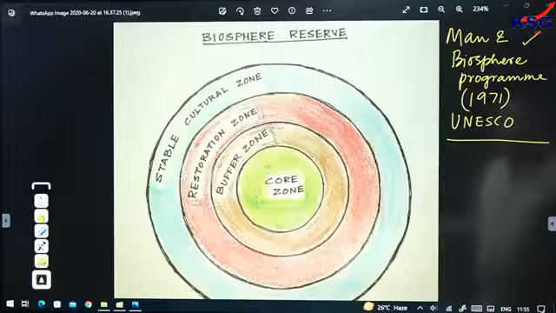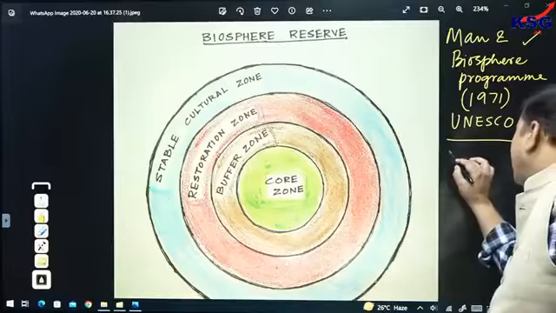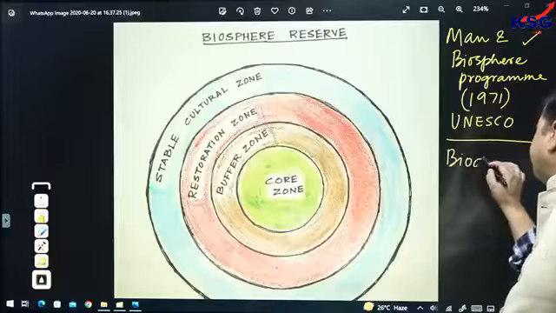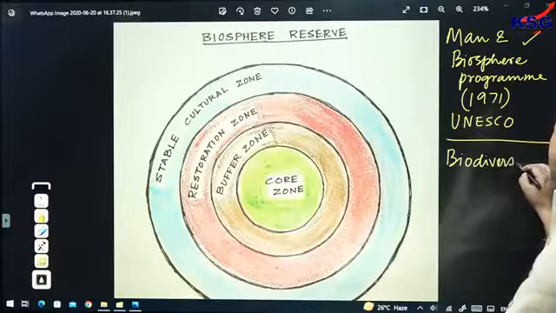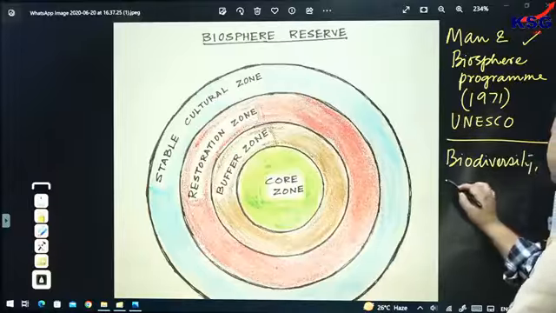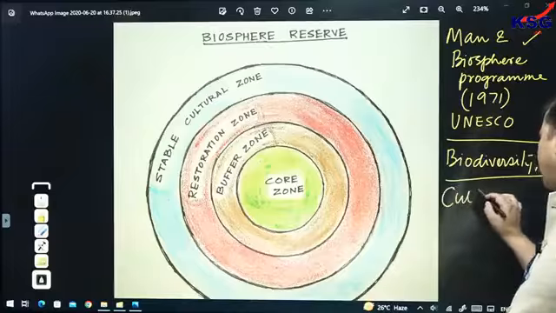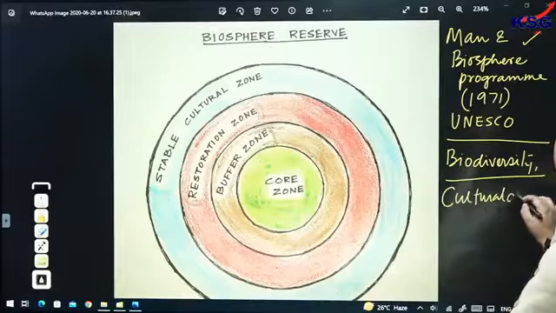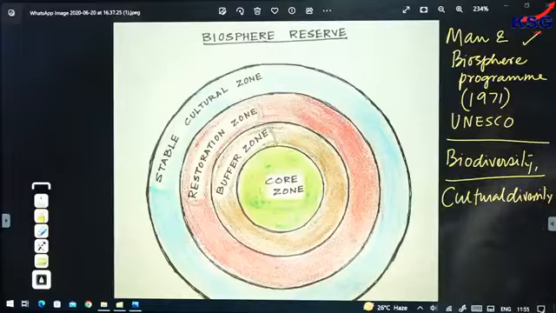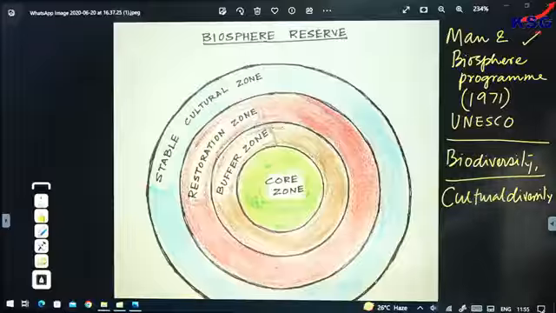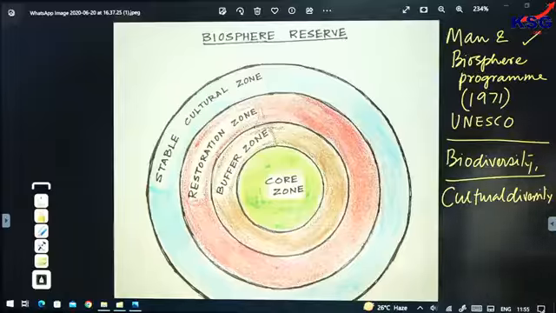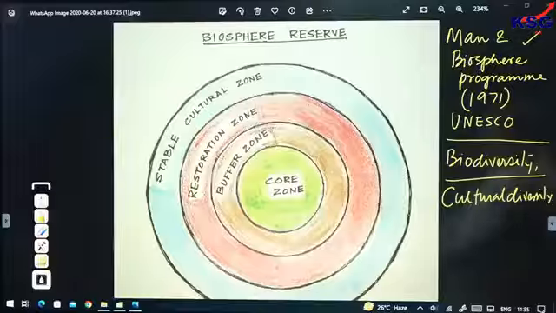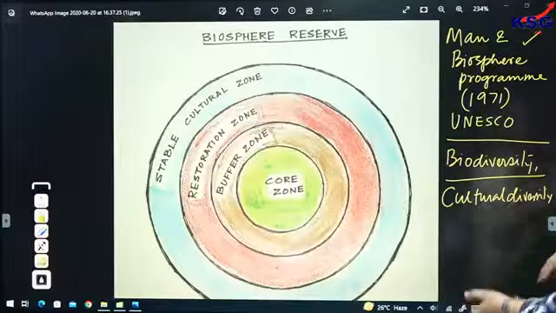Write down. They are not only meant for protection of biodiversity, but also cultural diversity. And then explain what is cultural diversity.